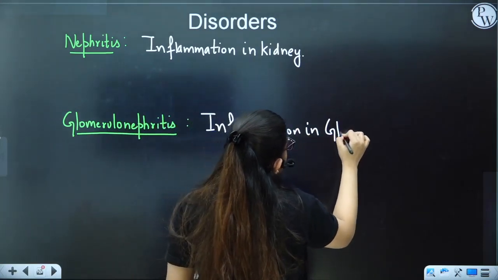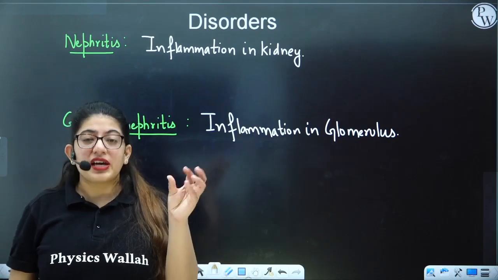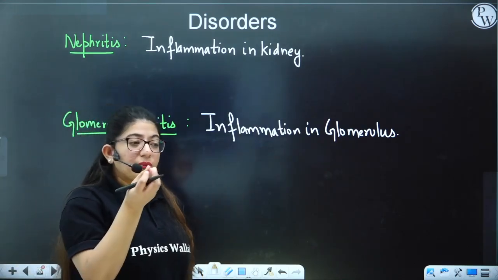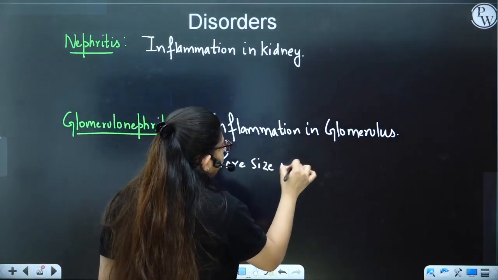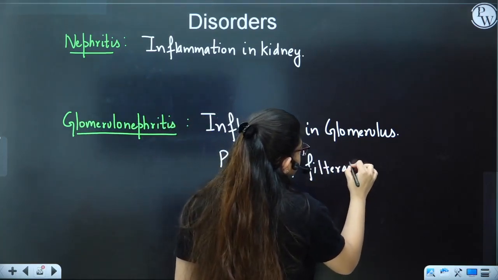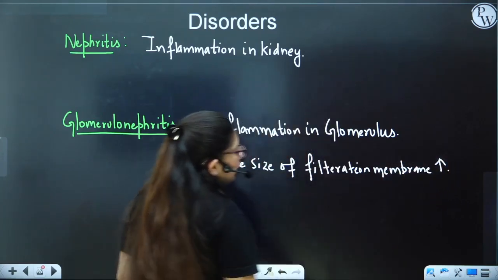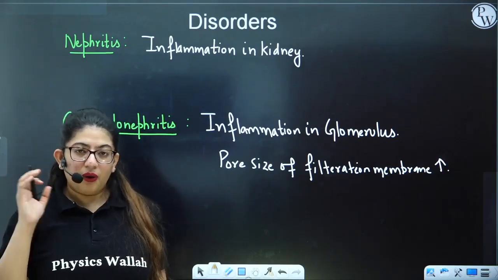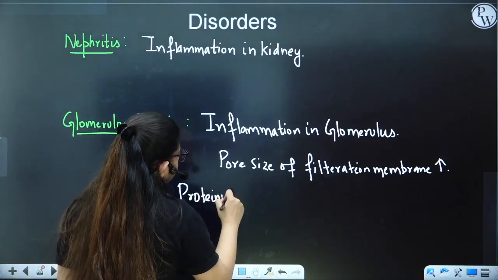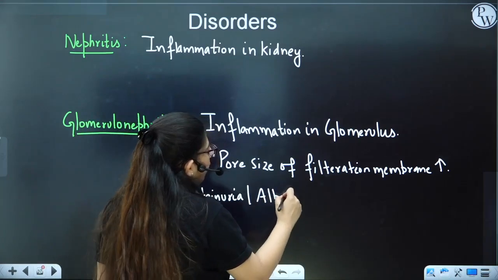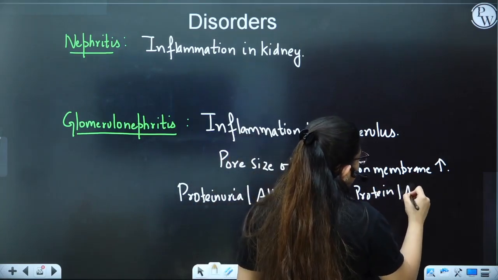What happens when there is inflammation in the glomerulus? The filtration membrane will get inflamed and hence its pore size will increase. Earlier the pores were small and the proteins were not able to filter. Now due to inflammation, the pore size of the filtration membrane will increase. Now the protein that was not filtered will also come in the urine, and hence proteinuria will occur, or albuminuria. Albumin is a protein. That means protein or albumin in urine.